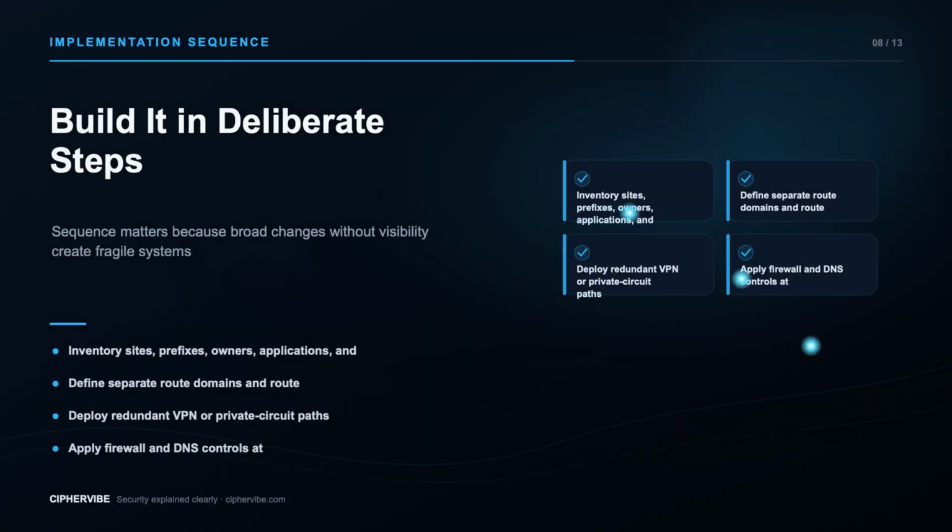Implement this layer in a sequence that preserves evidence and limits blast radius. First, inventory sites, prefixes, owners, applications, and data flows. Second, define separate route domains and route allow lists. Third, deploy redundant VPN or private circuit paths with tested failover. Fourth, apply firewall and DNS controls at interconnection boundaries.